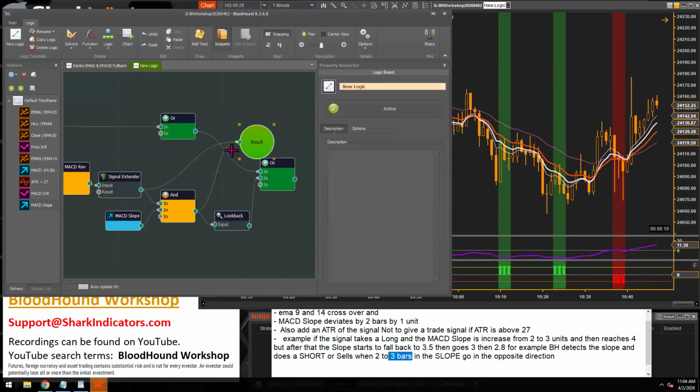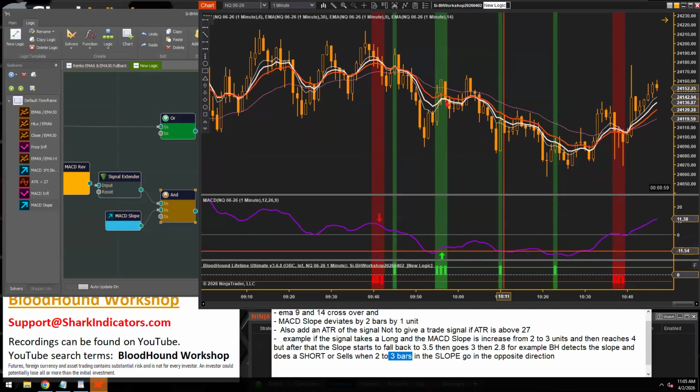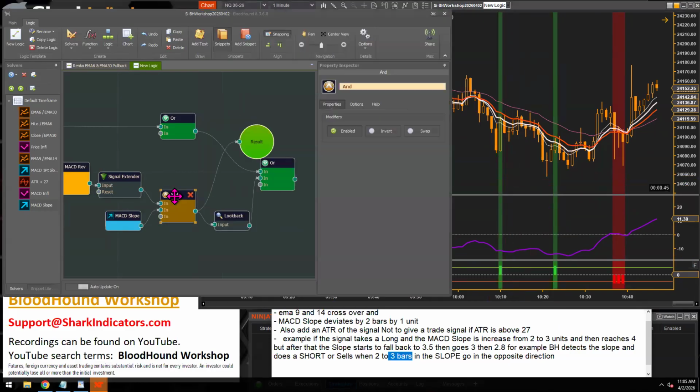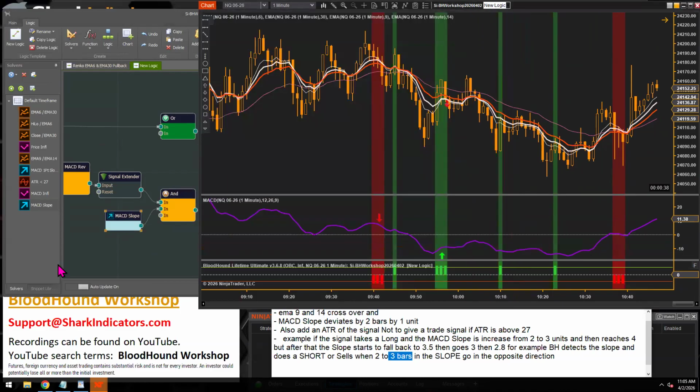As long as this AND node also has to have 3 bars. But we can see right here it only has 1 bar, and that's because the MACD isn't rolling up. The MACD rolled back over again, so it went short. That's why we only had 2 bars there. So that's what the AND node and our slope solver is doing: making sure that the MACD continues to roll over there.